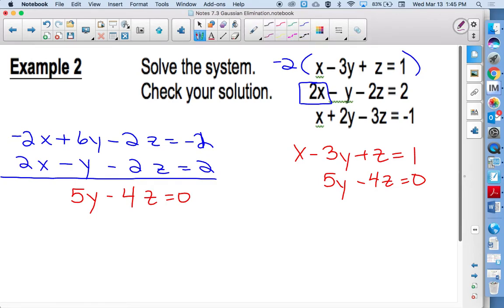So Michael, how did you eliminate the x from the third equation? Well, I multiplied by -1. Yeah, so either one. Did you multiply the top one by -1 or the bottom one? I multiplied the bottom by -1. Yeah. So he kept the top one the same. Multiply the bottom one by -1.